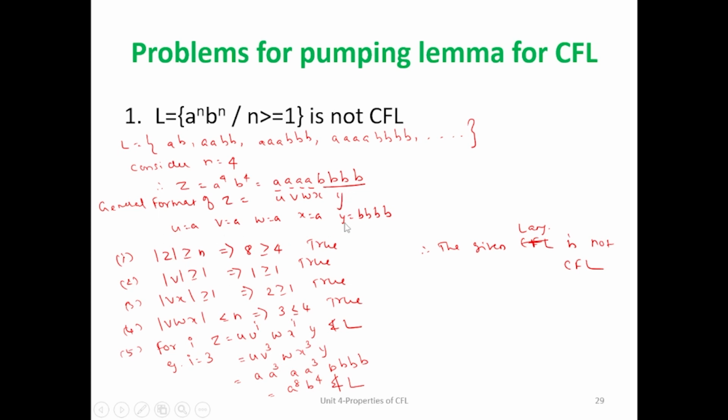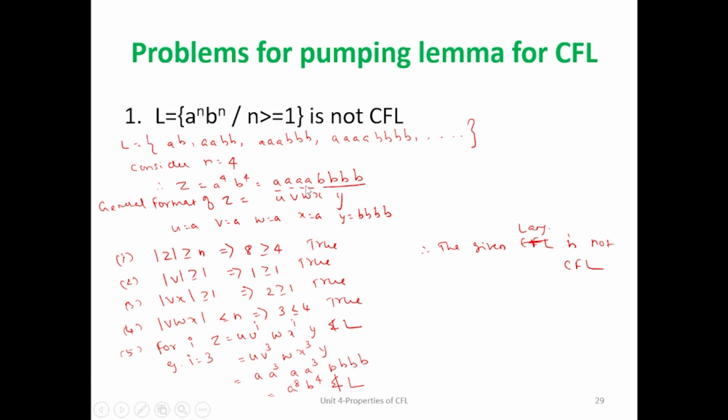I am writing it separately. Then what are the rules? First rule: mod Z greater than or equal to N. Mod Z means the length of the string. What is the length of the string? The given string is 8. I am taking n value as 4. So 8 is greater than or equal to 4. The first condition is satisfied. Second condition: mod V is 1, so 1 is greater than or equal to 1. It is true. VX: V value is a, X value is a, so the length of VX is 2. 2 greater than or equal to 1. It is true.